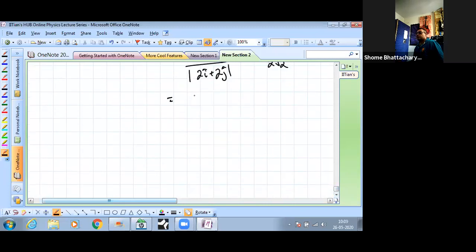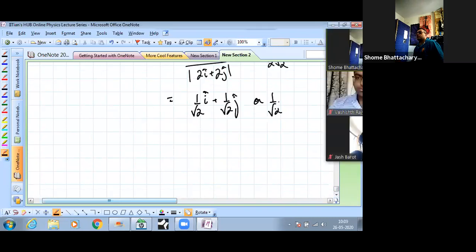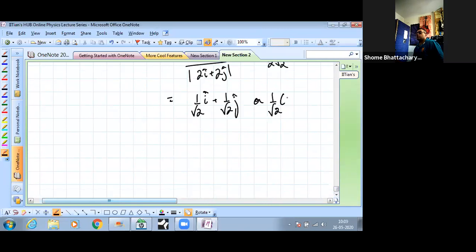So that becomes 1 by root 2 i cap plus 1 by root 2 j cap. Or you can also take the 1 by root 2 common and write it as 1 by root 2 whole thing multiplied with i cap plus j cap. So this has become my B cap. Okay. This is the unit vector along the vector.